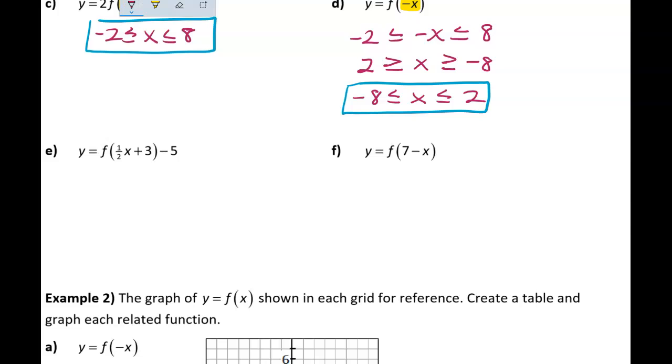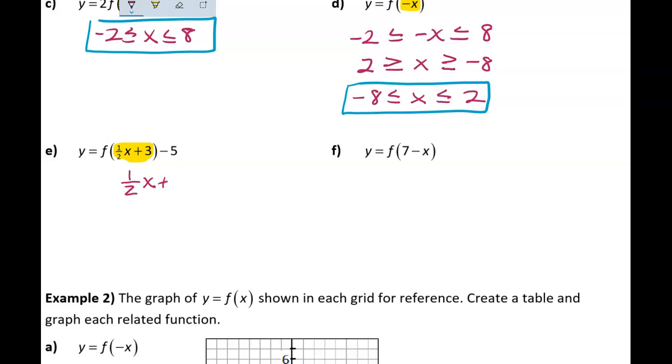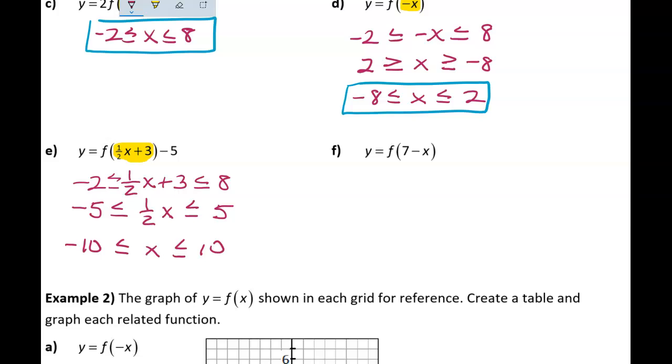All right, let's take a look at a couple others. There are multiple transformations going on in E, but the input is the only one that I'm worried about because we're dealing with domain. So 1/2 x plus 3 has to lie in between -2 and +8. There are a couple of different ways that we can solve this one. You could multiply through by 2 first to clear the fractions, or you could subtract 3 first, whichever you prefer. Let's subtract 3 first, and that'll give us -5 is less than or equal to 1/2 x, which is less than or equal to, and 8 minus 3 is +5. Now multiplying all three parts of the inequality by 2, we get x is between -10 and +10.